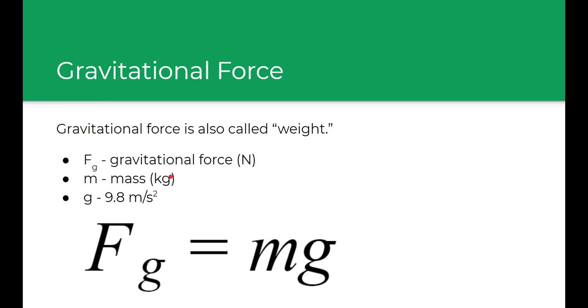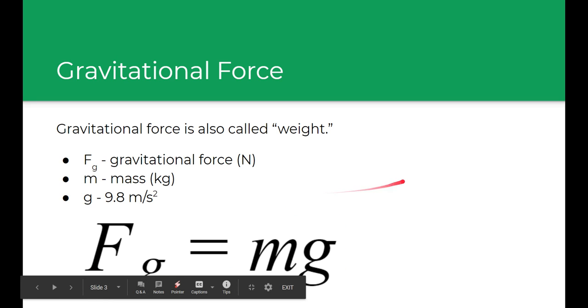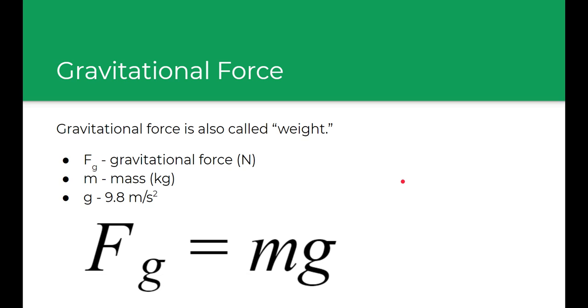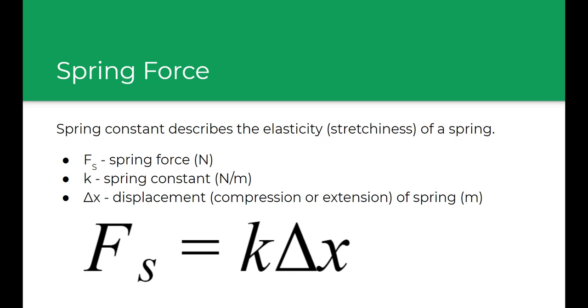The first one is how we calculate the gravitational force, and another name for the gravitational force is weight. So you could ask, what is the weight of this item? And really you'd be looking to do this calculation shown at the bottom. In this equation, Fg stands for gravitational force, which is measured in newtons, m stands for mass, which is measured in kilograms, and g stands for the acceleration due to gravity, which is a constant of 9.8 meters per second squared.